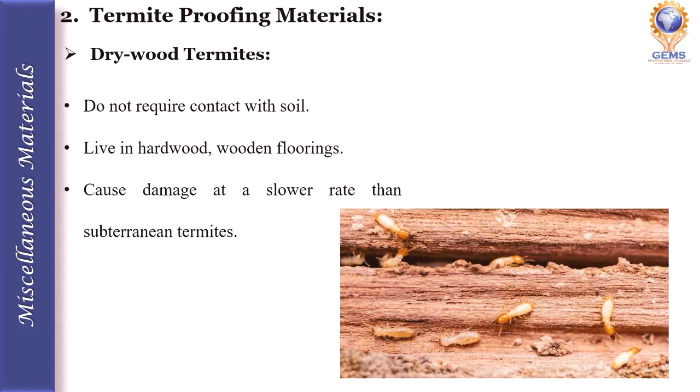Second termite is drywood termites. These drywood termites do not require any soil for their living. They can live in hardwood or wooden flooring. This causes damage at a slower rate than the subterranean termites.